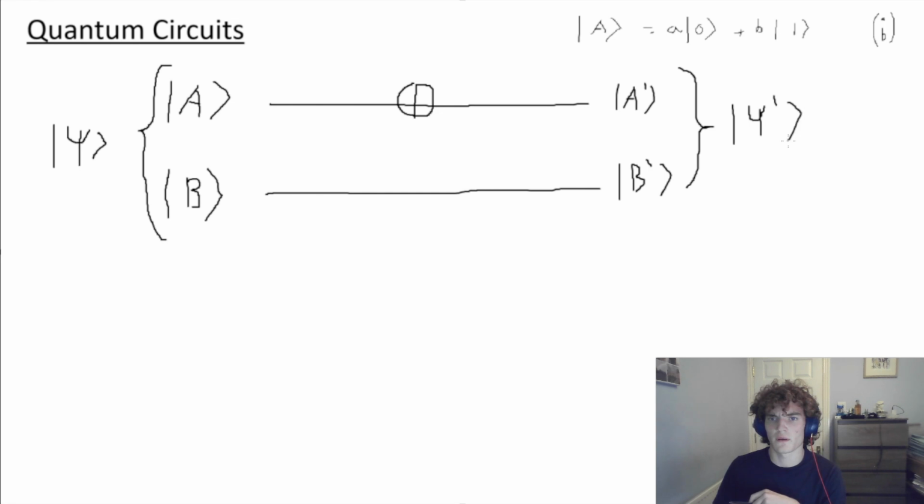So psi represents the combined state of A and B, and psi prime is the combined state of A prime and B prime. What does psi prime look like? We know we can write the state of A in this form, and we know we can write the state of B in this form. What can we write the state of psi as?